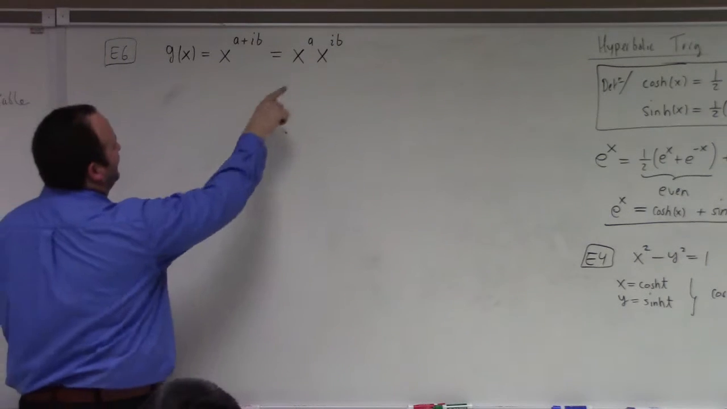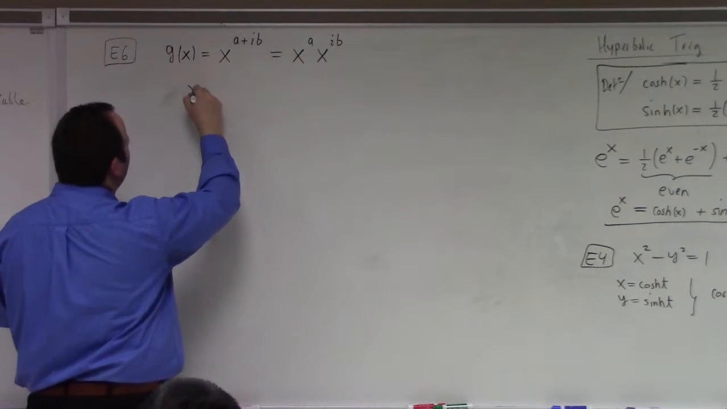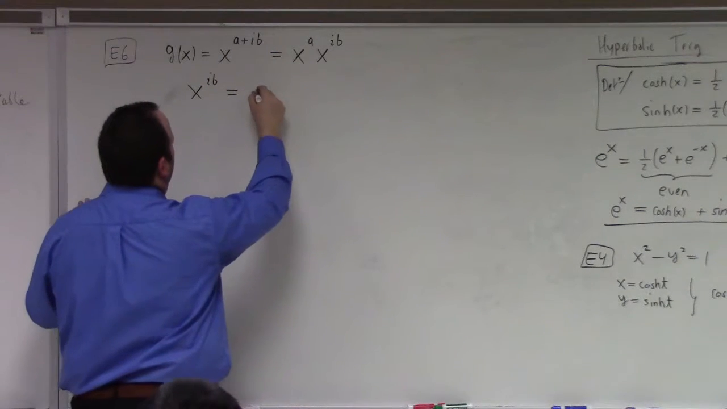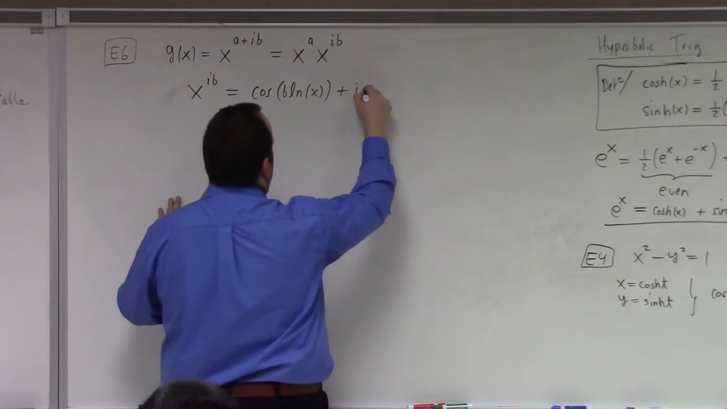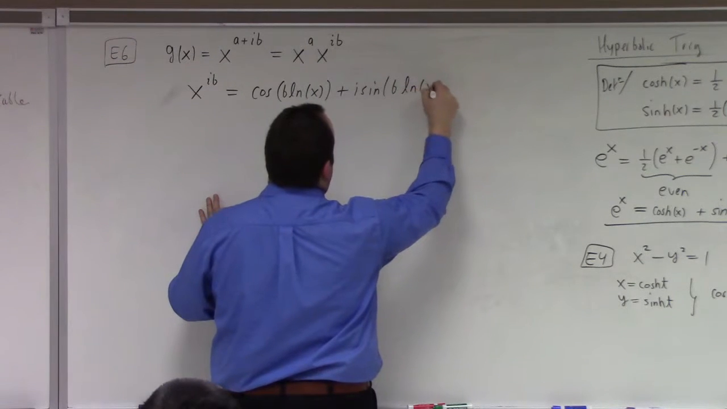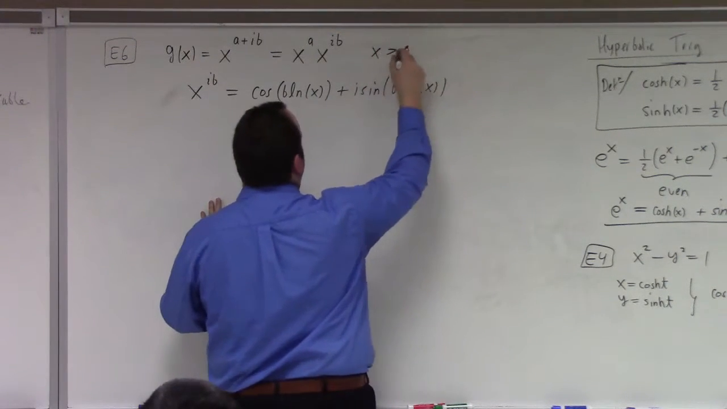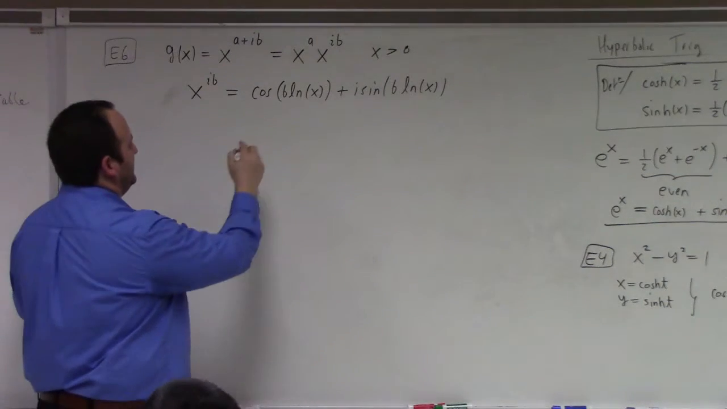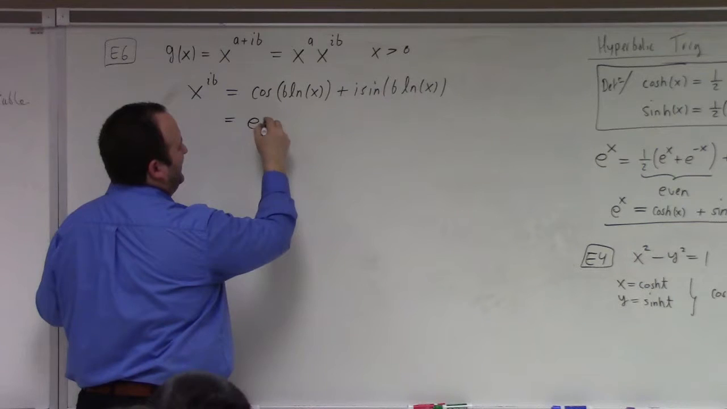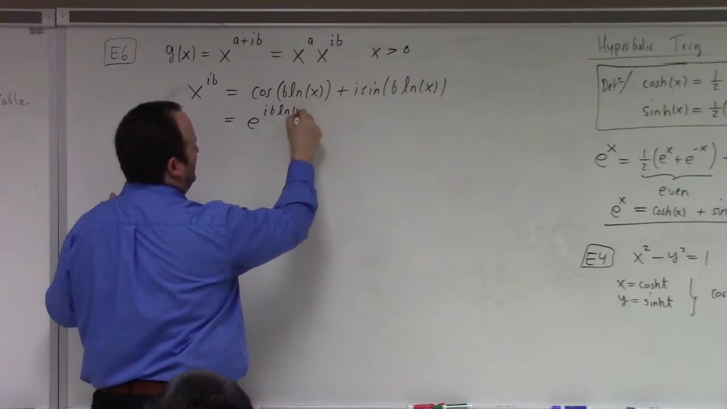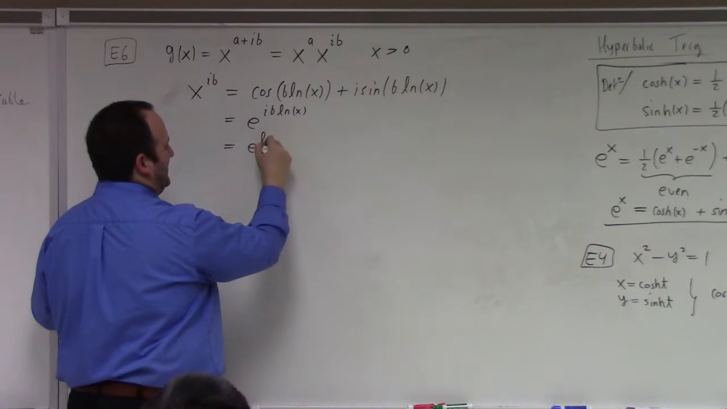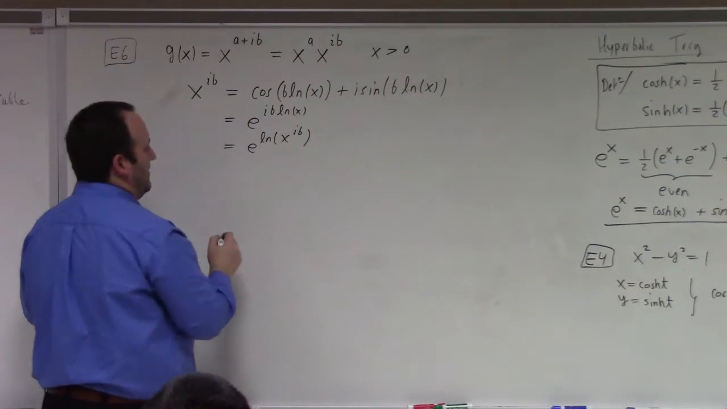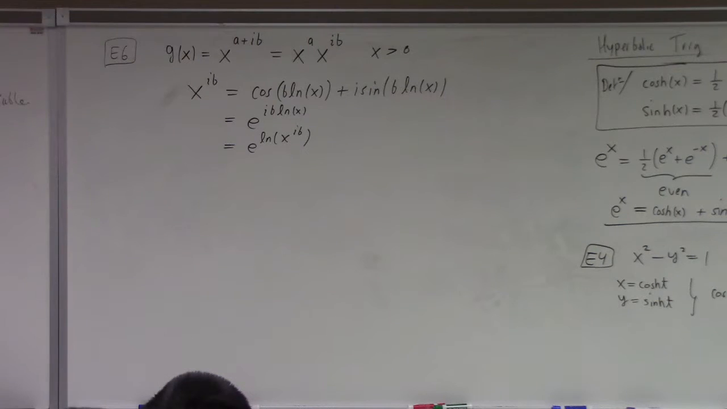Okay, so what should x to the ib be? I believe x to the ib was the cosine of b times the natural log of x plus i times the sine of b times the natural log of x. I'm assuming x is positive here. Well, would that make sense? This would be e to the i b log x, right? Which, if there's any justice, should be e to the log x to the ib. Yeah, there we go. It would have worked with t too. It just wasn't working for me today.